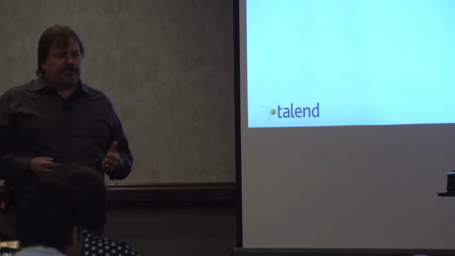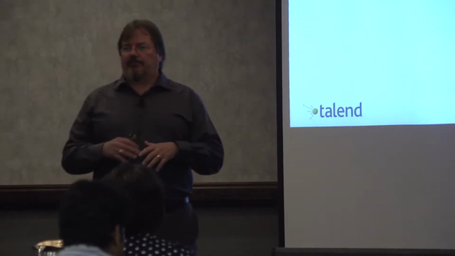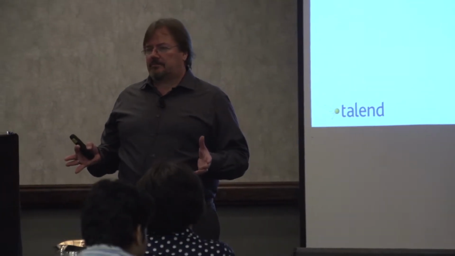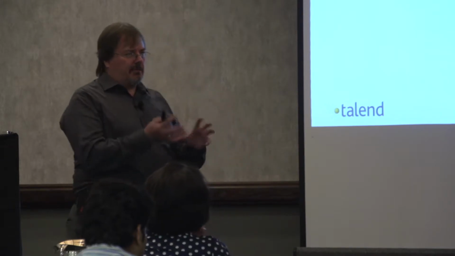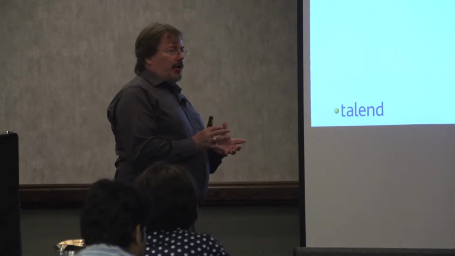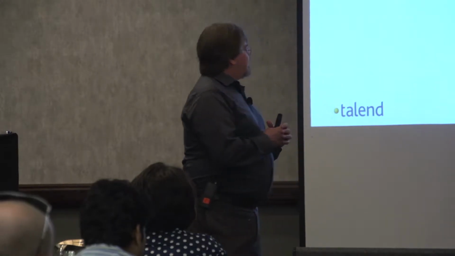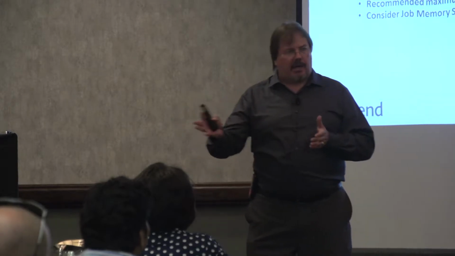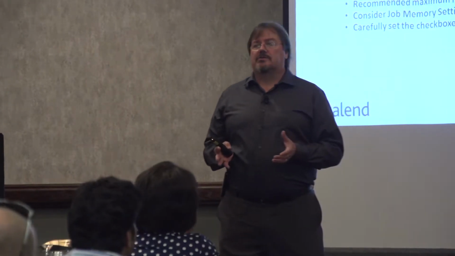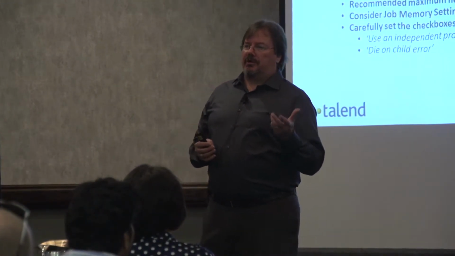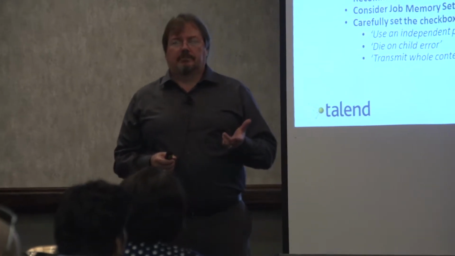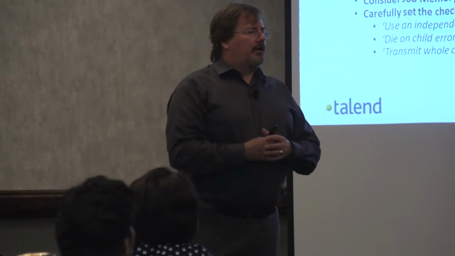Number 2 goes to this concept I talked about earlier. Avoid these monolithic jobs. The way you do that is to compartmentalize your code into units of work. What I want to suggest then is to make sure you understand how the parent-child orchestration works. We have this component called tRunJob. This is how you can call another job.